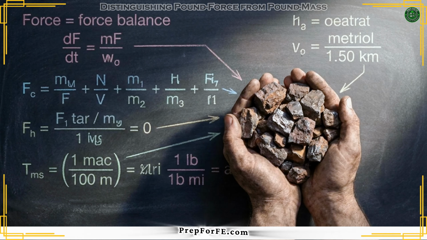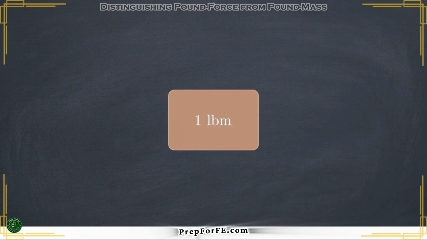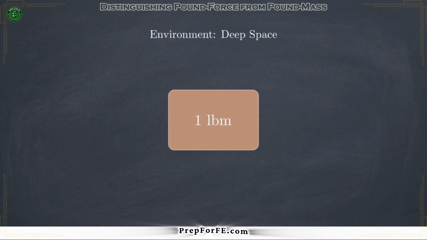Let's strip these definitions down. Pound mass, or lbm, is strictly a measure of a quantity of matter, how much physical stuff is in an object. Looking at this 1 lbm copper block, that quantity is an absolute constant. It does not change whether sitting on Earth, the Moon, or in deep space.